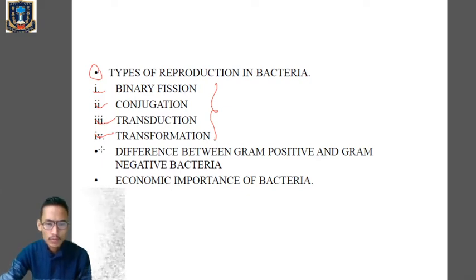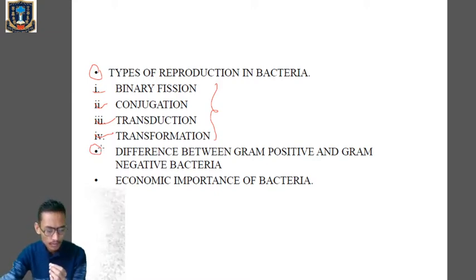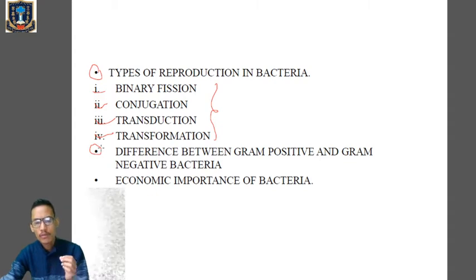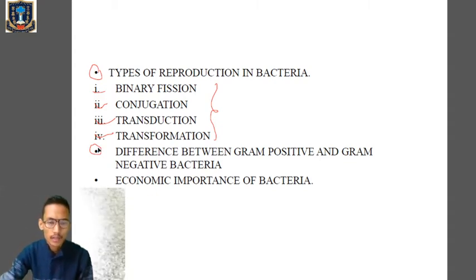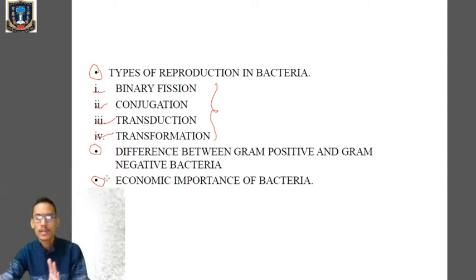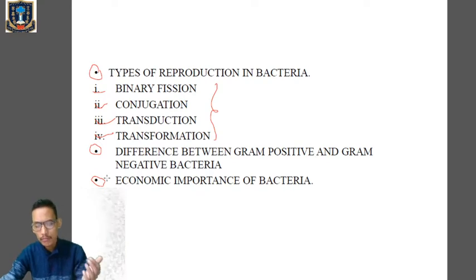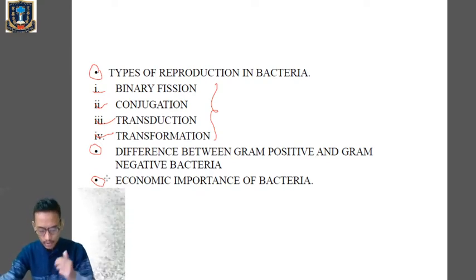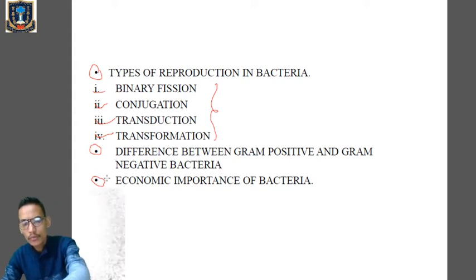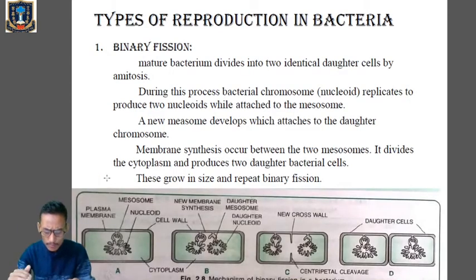Then we will discuss the differences between gram positive and gram negative bacteria. And before going with the differences, we'll first try to learn the structure of a bacterial cell. Okay, then we'll go with the differences. And lastly, we'll learn the economic importance of bacteria. Then we will finish the kingdom Monera. Then in the next class, we'll go with the next kingdom. Okay, so let us begin with the types of reproduction in bacteria.